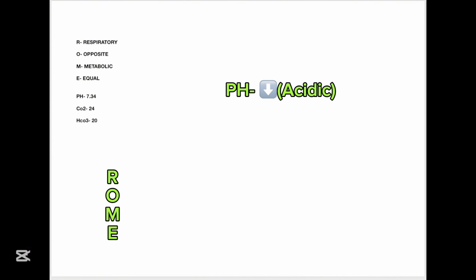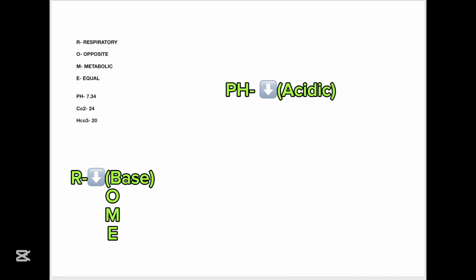pH 7.34 is acidic. So write out pH just like so, put that downward arrow showing it is below the normal range, in bracket write acidic. We're going to write out ROME as usual. Then look at the CO2. CO2 is 24, which is below the normal range. So beside the arrow, go ahead and put that downward arrow, and in bracket you could write base.